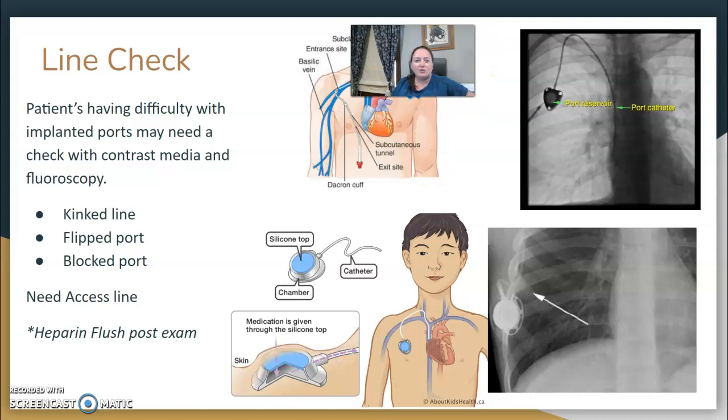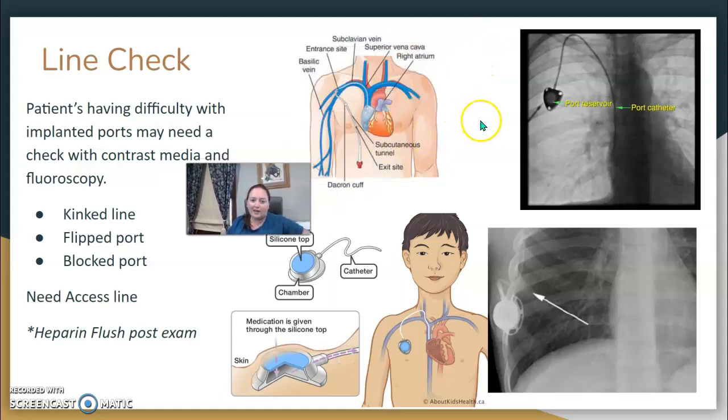A line check. So these don't happen super often, but it can happen. So patients that have a central catheter or a portacath, permacath, whatever they're calling it, is having difficulty injecting through, or they're at the oncology office and the chemo or whatever they're having is not flowing in, or they're not getting anything back. Sometimes these catheters can kink, or the wire or the tubing can break, or the port itself can flip over. So sometimes they will send them to us for a check, and we will inject through the port and run some contrast through under fluoro.